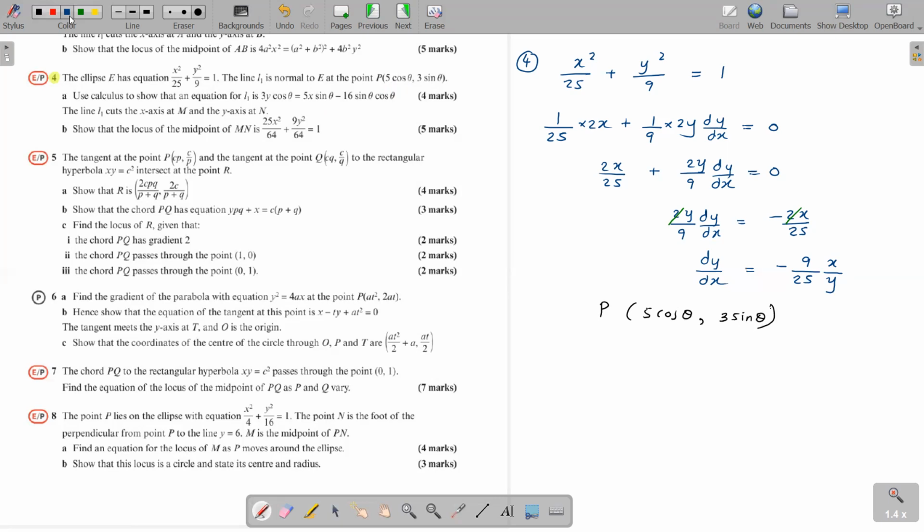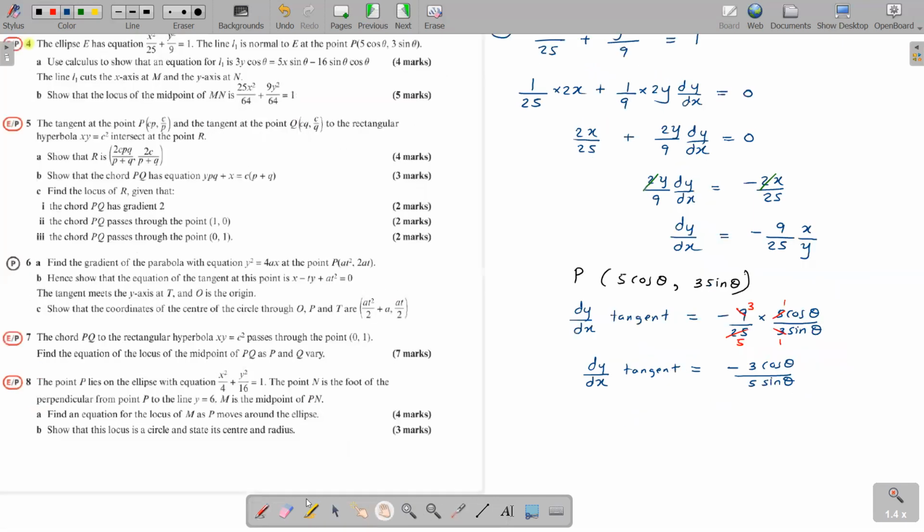Let's substitute x and y. So dy by dx of the tangent at P will be minus 9 over 25, x is 5 cos theta over y is 3 sin theta. So 5 times 5 is 25, 3 times 3 is 9. Do you understand? So what do I get here? Minus 3 cos theta over 5 sin theta. Is this okay? This is the dy by dx of the tangent. Then I want to find the normal.